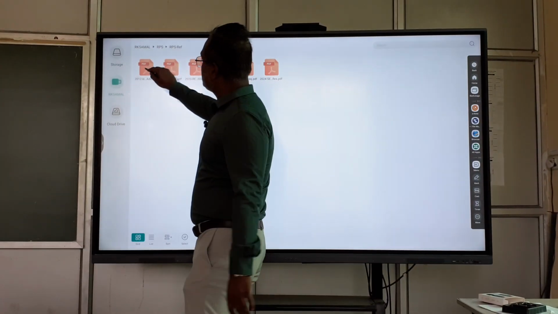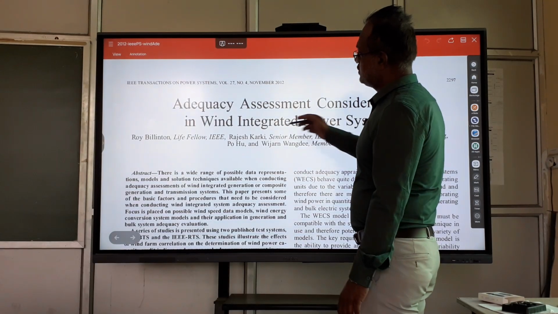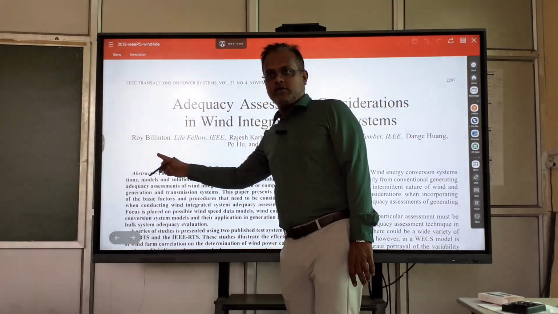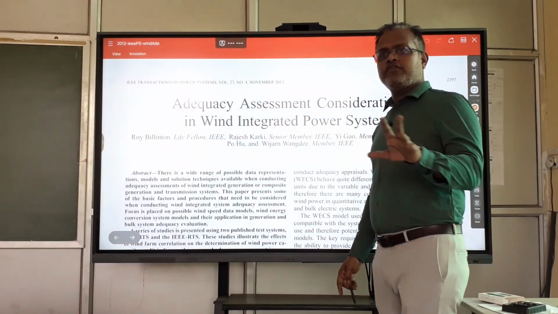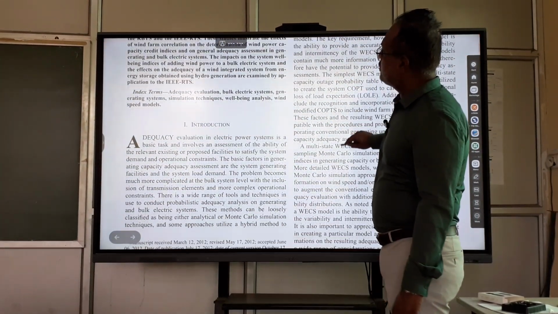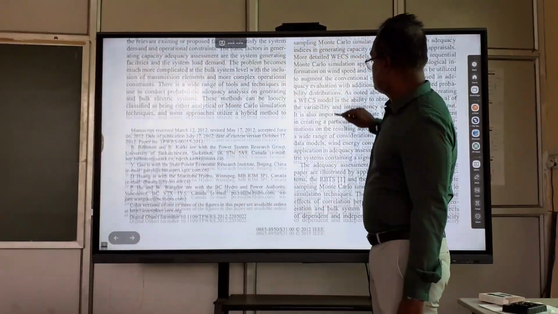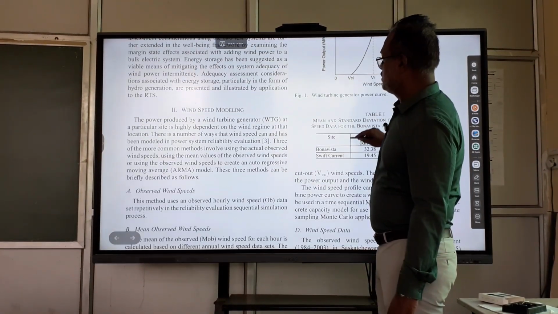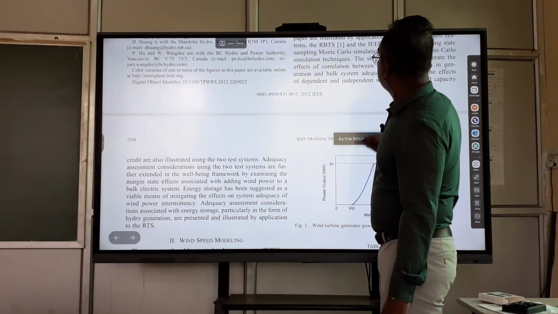Some research paper on basic reliability. This is the basic research paper by Billinton himself. So here you see, till now in our course we did not see renewable integration. This is how wind power was integrated. Okay. So you can see all this adequacy evaluation, etc. in this paper, and you can find all those models.